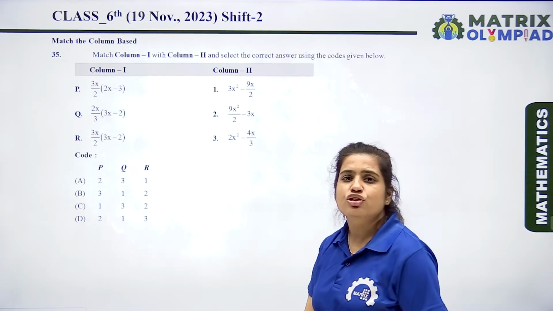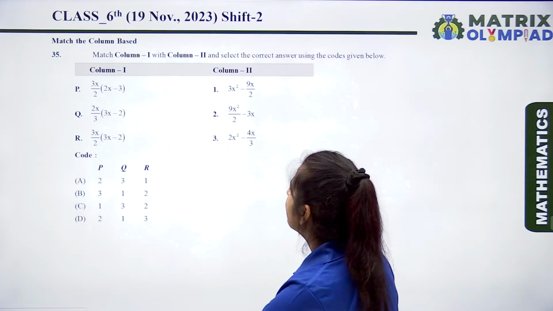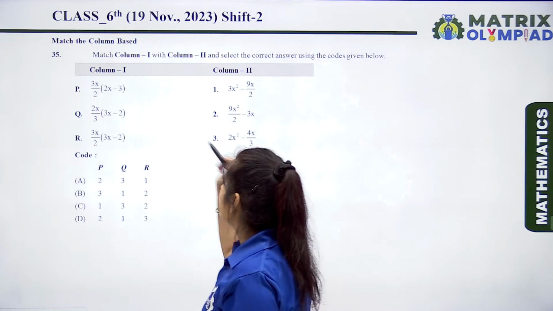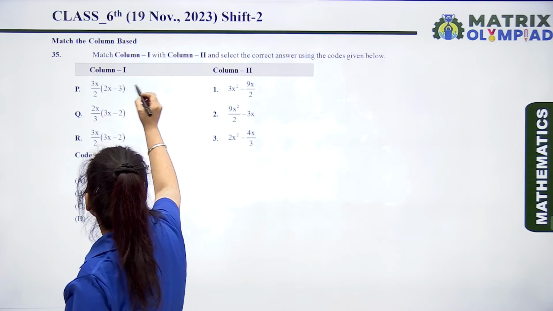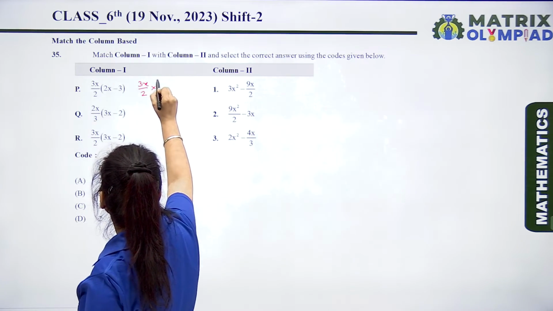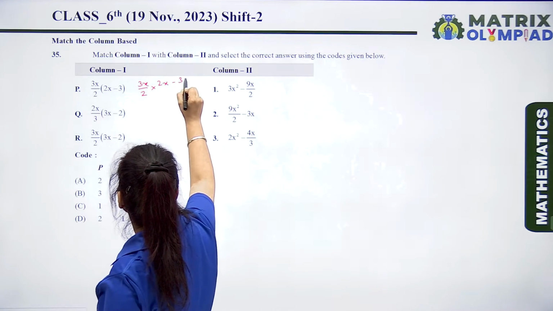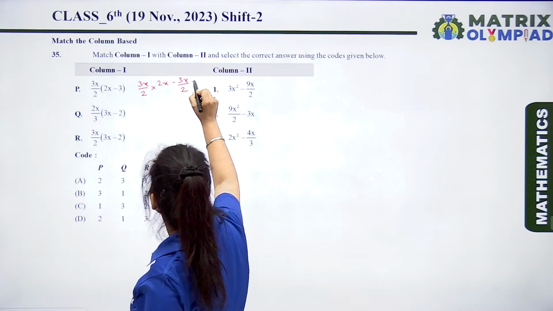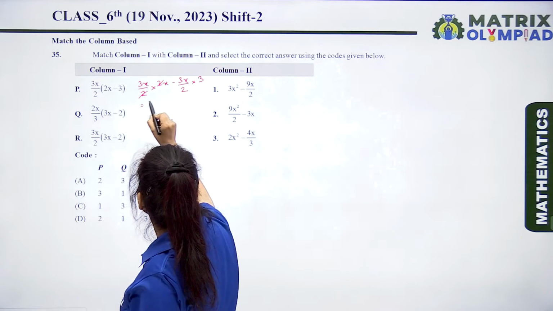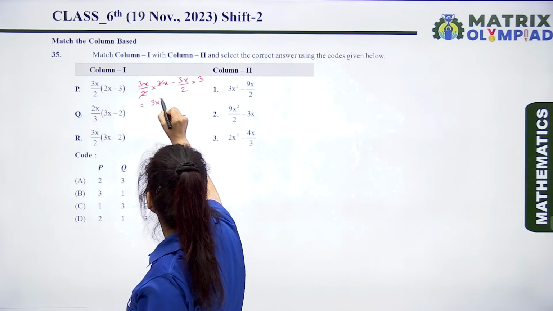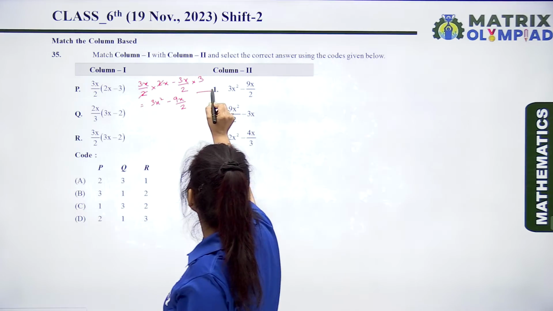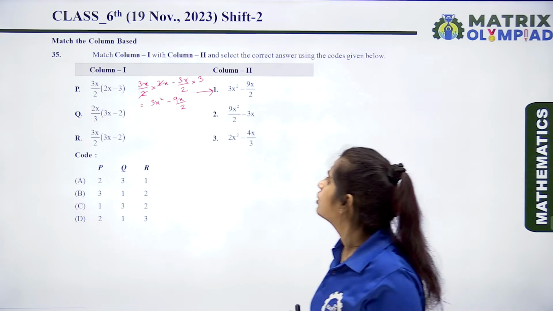Now the next question is match the column. So here we have to match the correct answer. Now in the first one we have 3x upon 2 multiplied by 2x minus 3x by 2 multiplied by 3. So here the answer is 3x square minus 9x upon 2. So this is answer 1.